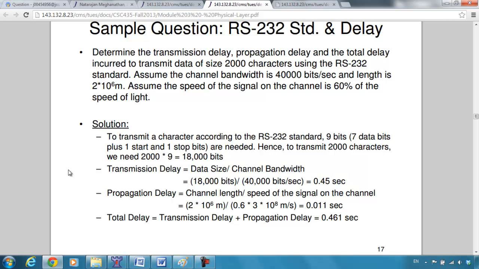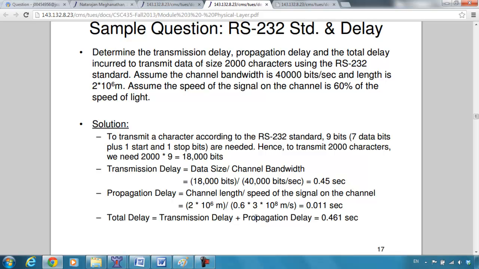Now the transmission delay is the data size, which is 18,000 bits divided by the channel bandwidth, which is 40,000 bits per second. So if we do the math, 18,000 over 40,000, make sure the units are consistent. It is bits here and bits per second here. So it's 0.45 seconds.